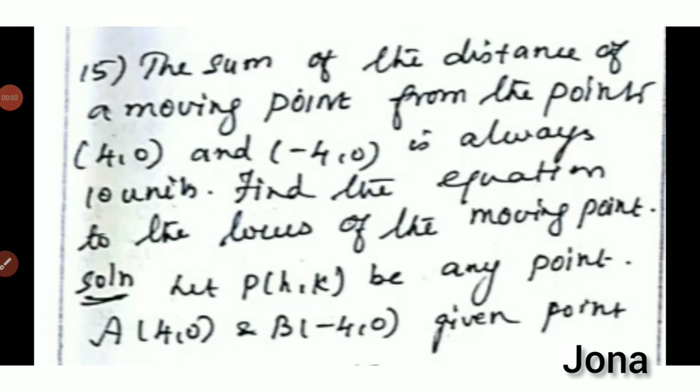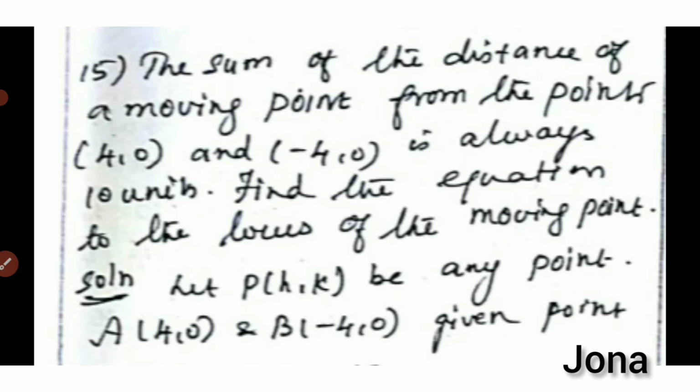15th sum. The sum of the distance of a moving point from the points (4, 0) and (-4, 0) is always 10 units. Find the equation of the locus of the moving point.